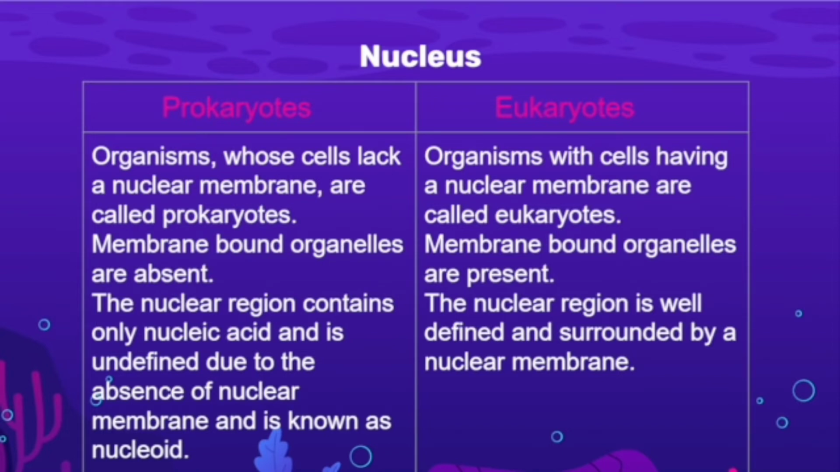Eukaryotes. Organisms with cells having nuclear membrane are called eukaryotes. Membrane-bound organelles are present. The nuclear region is well defined and surrounded by a nuclear membrane.